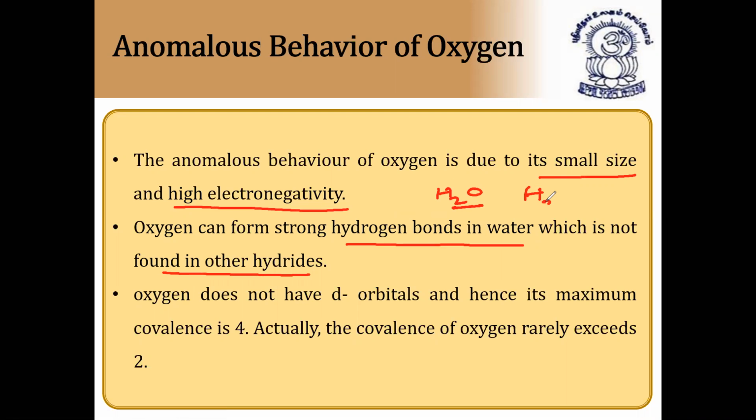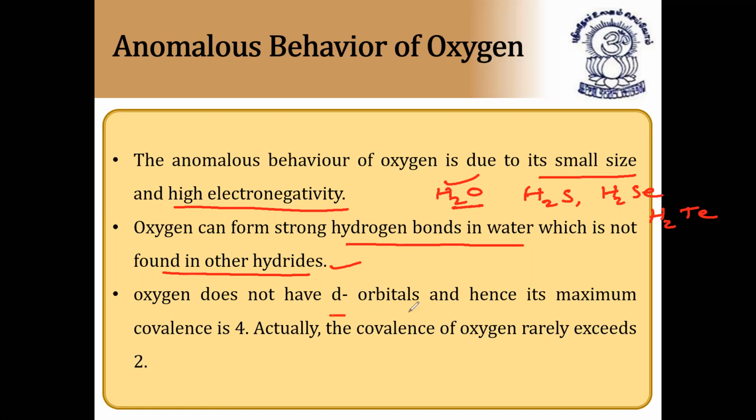Whereas hydrogen sulfide has no hydrogen bonding, hydrogen selenide has no hydrogen bonding, hydrogen telluride has no hydrogen bonding, and polonium anyway is radioactive. So water has hydrogen bonds, which are not found in other hydrides. The same you find in nitrogen also.